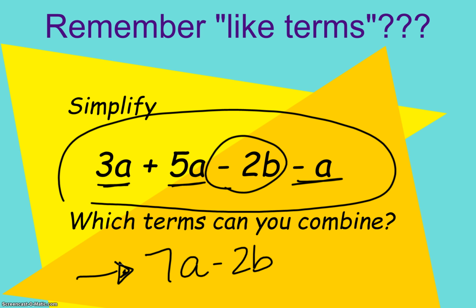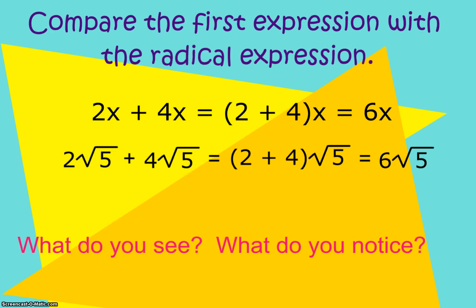It's going to be exactly the same for radicals. So let's compare the first expression with the radical expression. 2x plus 4x can be simplified to 2 plus 4x, which equals 6x. And then 2 square root of 5 plus 4 square root of 5, you can factor out the common variable, which in this case is your square root of 5, and so you would get 6 square root of 5. So what do you notice? You should notice that you can combine radicals that have the same square root.